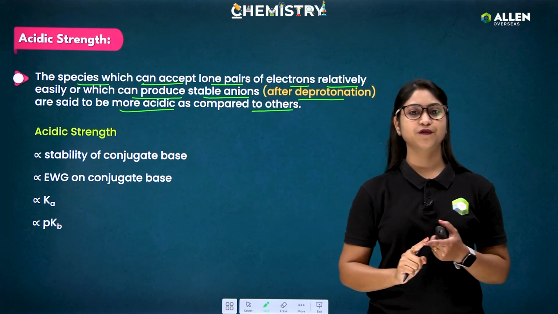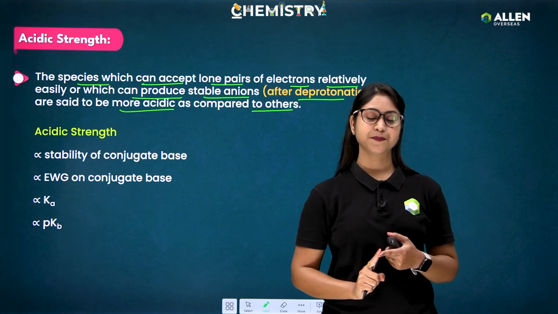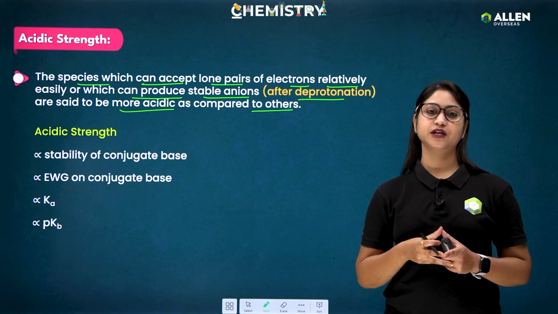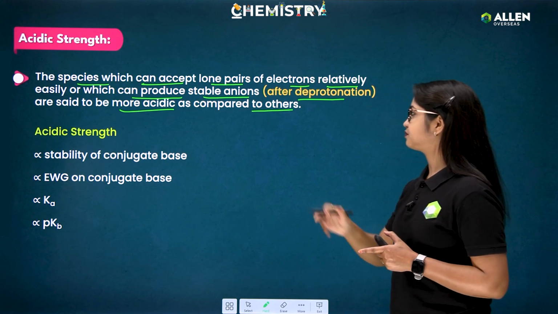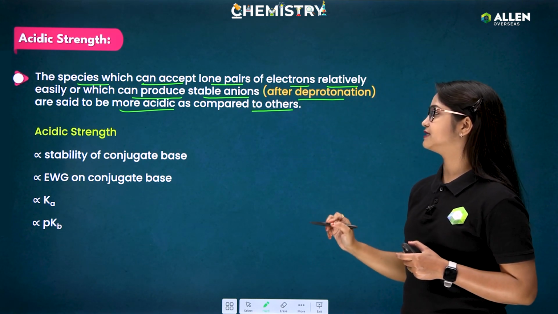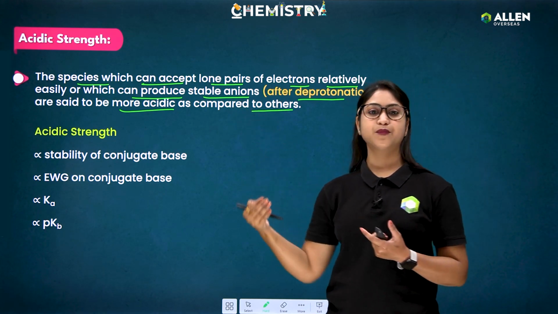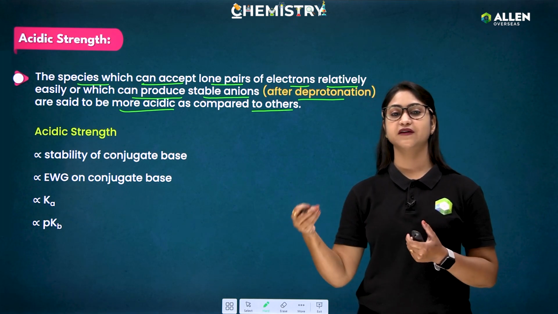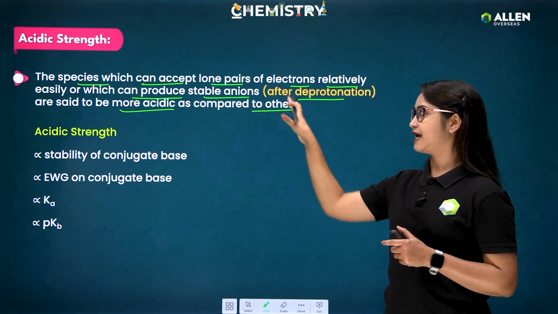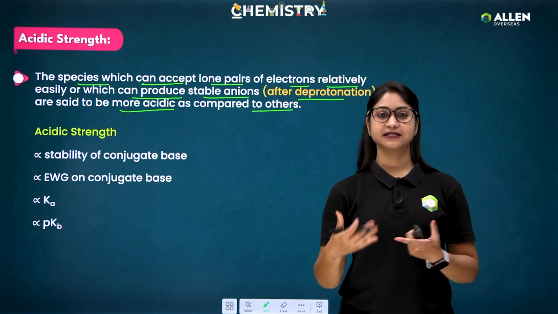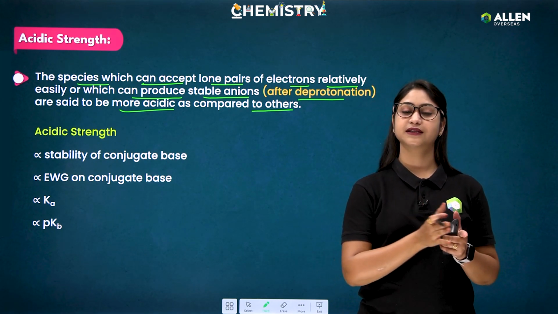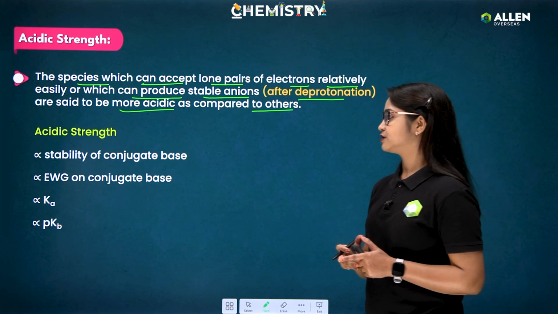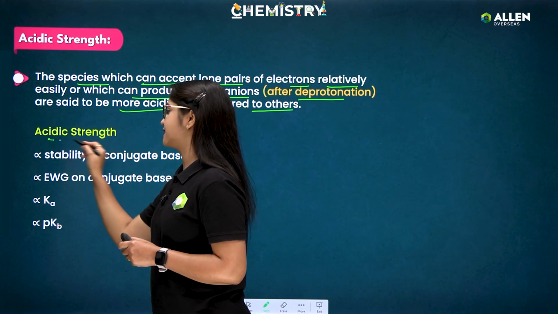So first of all, when we are comparing the acidic strength, either the species should have the tendency to accept the lone pair of electrons easily, or they can produce stable anions after deprotonation, after giving H plus ion. In any situation, if it is happening easily, that compound will have relatively more acidic strength. So acidic strength, on which factors does it depend?